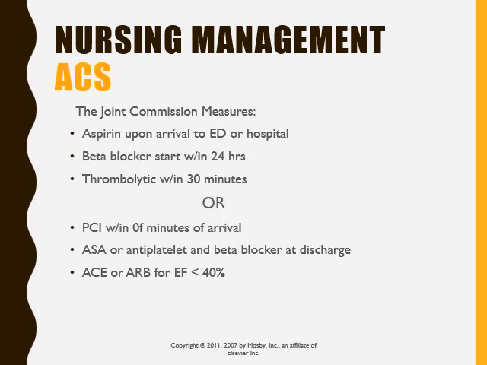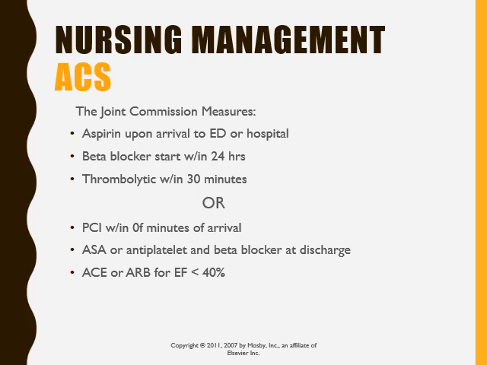According to the Joint Commission, this is what protocol is. The person should get aspirin, whatever the dose for that physician, upon arrival to the emergency department or hospital or clinic. They should have a beta blocker started within 24 hours unless there's a contraindication such as heart rate, and a thrombolytic within 30 minutes, or percutaneous coronary intervention, PCI, within, I think that's supposed to say, 90 minutes of arrival. Okay, so basically they're in and they go upstairs.